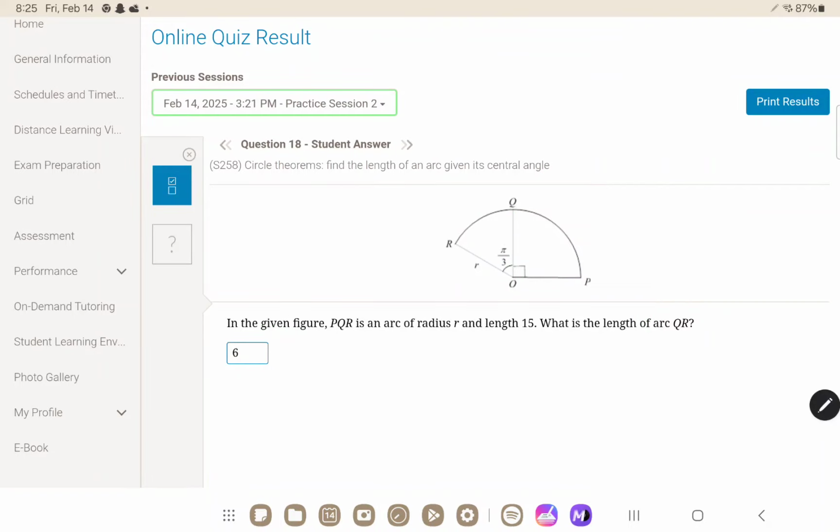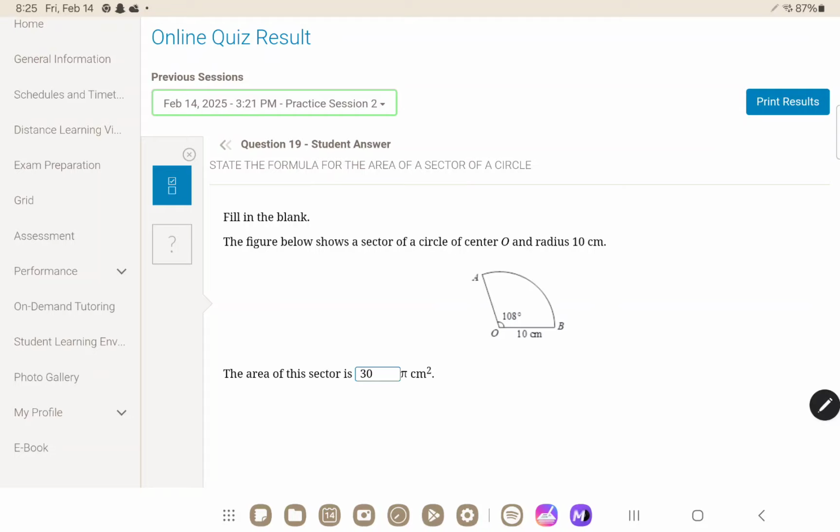Now moving on to our last. Okay, so the figure below shows a sector of a circle of center O and radius 10 centimeters. Now you need to find the area of this sector. The area of this sector is going to be theta over 360 times pi r squared, of course. Theta is 108 over 360.